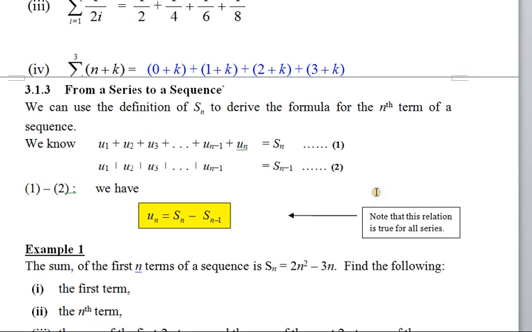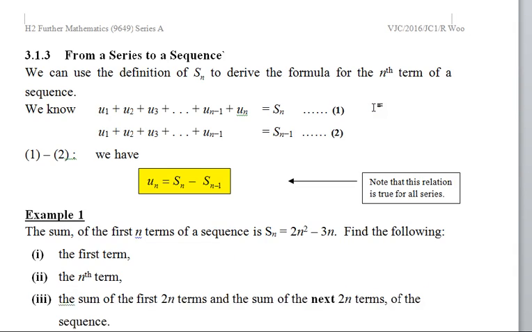Answer. Okay. This one, I don't think this is taught, right? No. Let's say I tell you the sum to n terms. Sn signifies the sum to n terms. That means if I say S10, it is the first term plus second term plus third term plus fourth term all the way to n terms. Sn minus 1 is the sum to n minus 1 terms. To get the nth term, it is the sum to n terms minus the sum to n minus 1 terms.